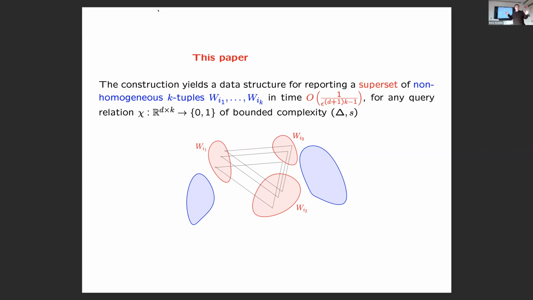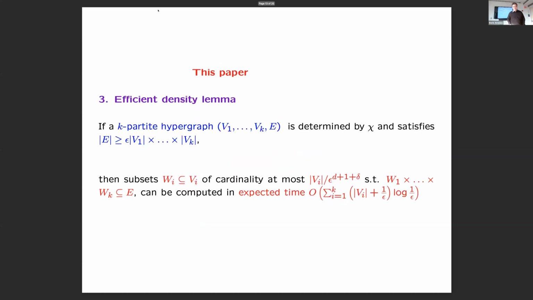It's hard to report the exact k-tuples that are not homogeneous because we would fall into some hardness and such, but you can easily report a small-size superset of such k-tuples. A byproduct of this new regularity result is, of course, an algorithmically efficient variant of the density lemma.